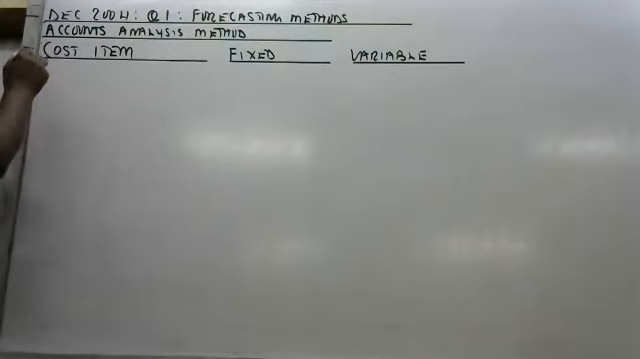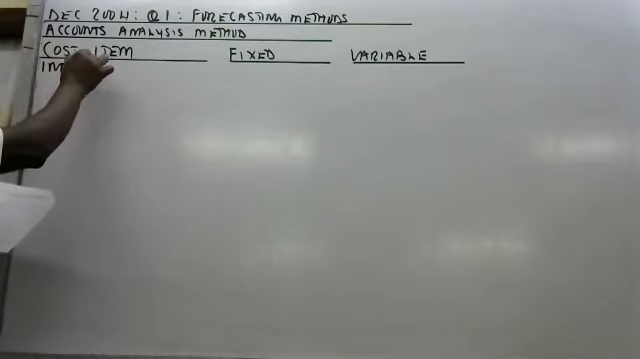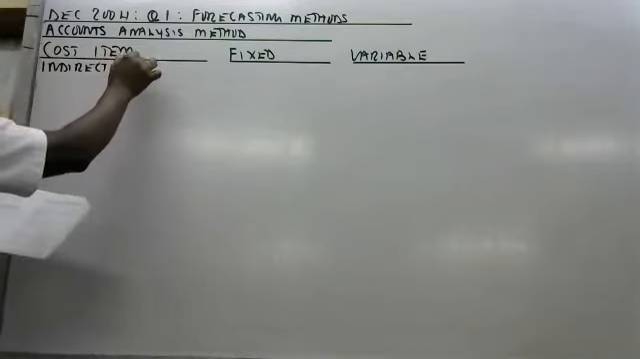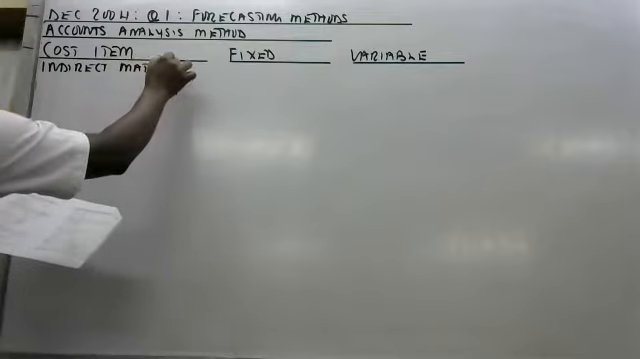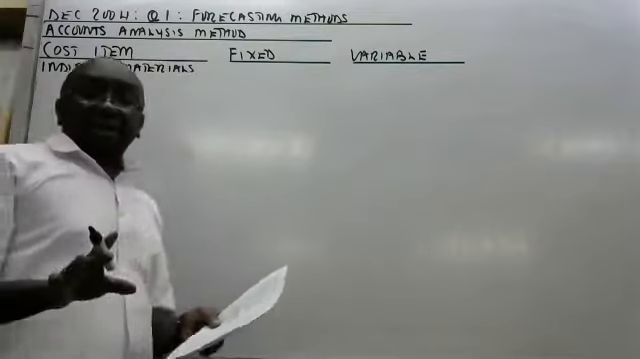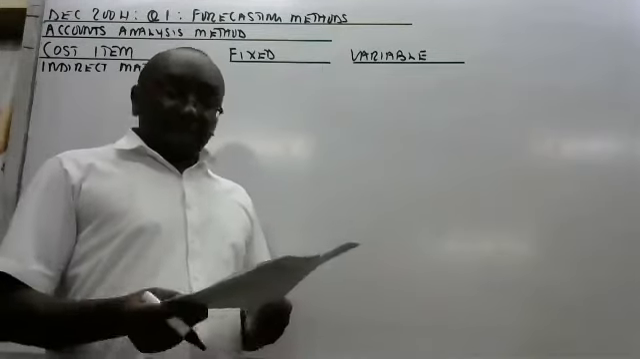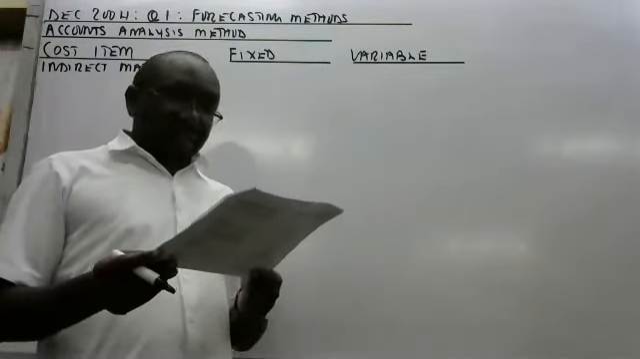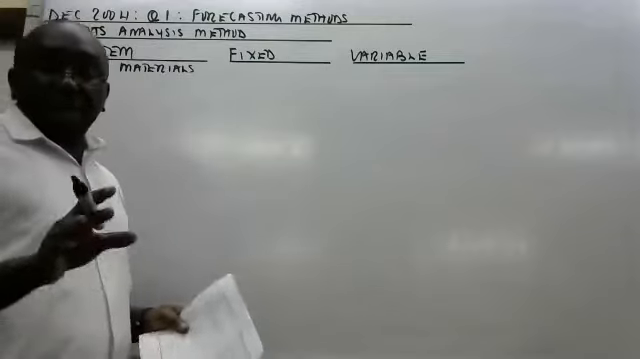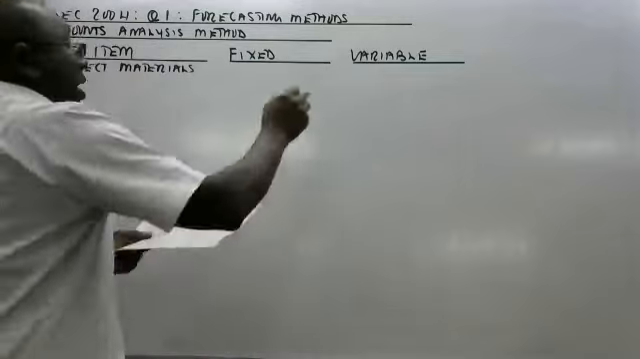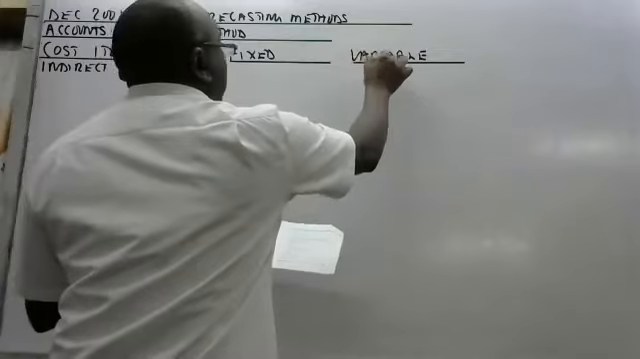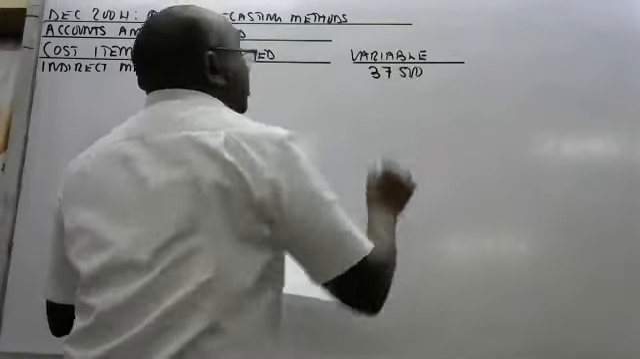So, indirect materials. Under normal circumstances, indirect materials are supposed to be fixed. But the examiner here has suggested that they are variable. So you go with the examiner. So your amount is 7,500.